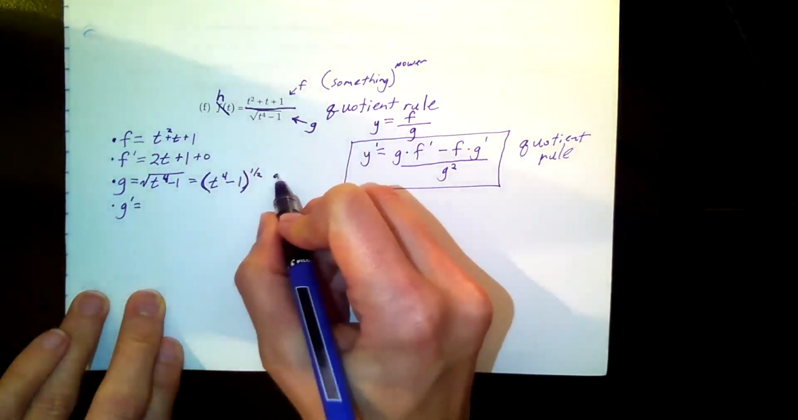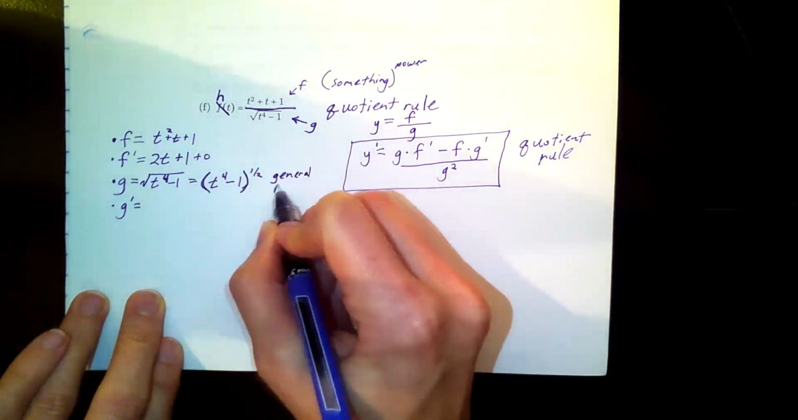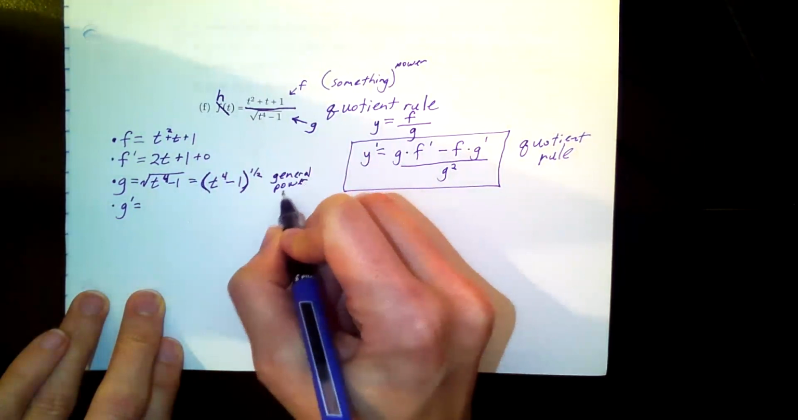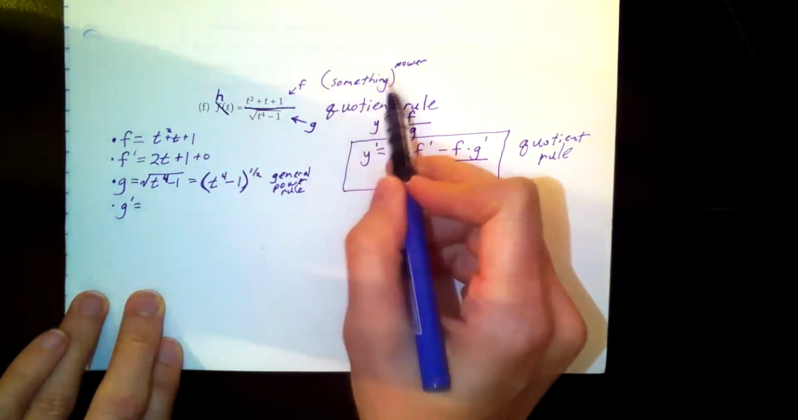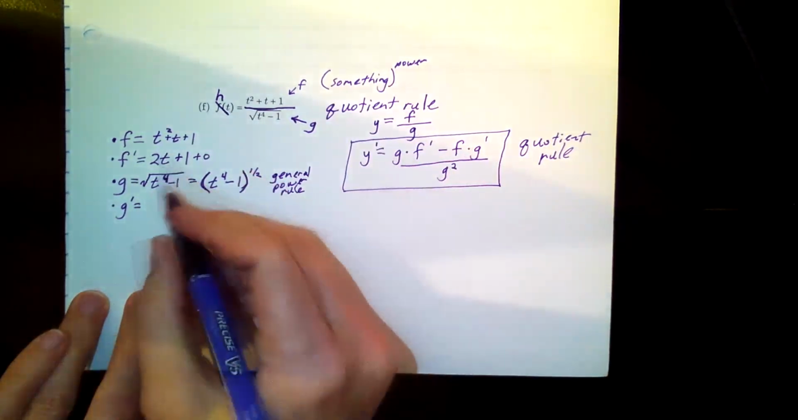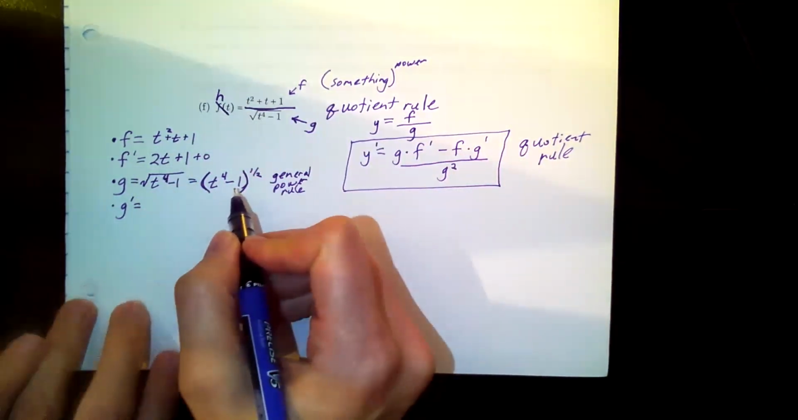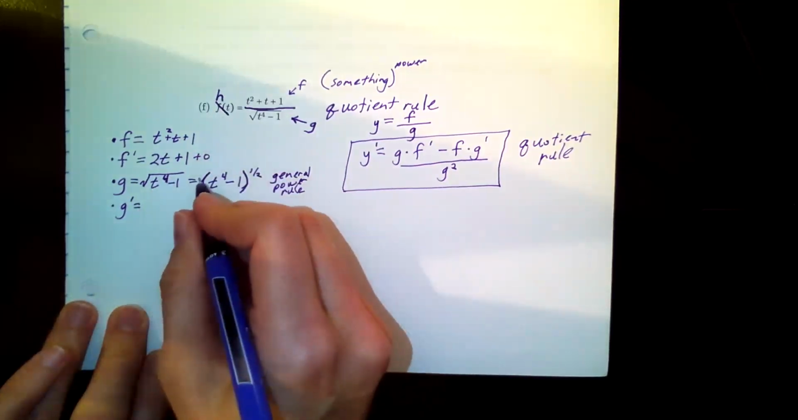This is the thing that is new to me in this section. This is where I will need to do the general power rule, because it's of this form: some function in parentheses with a power on it, t to the 4th minus 1 with a power on it.